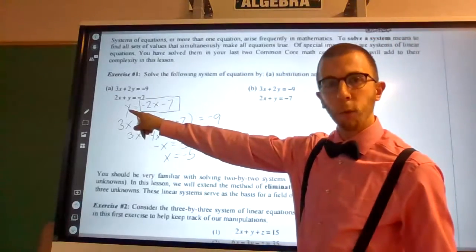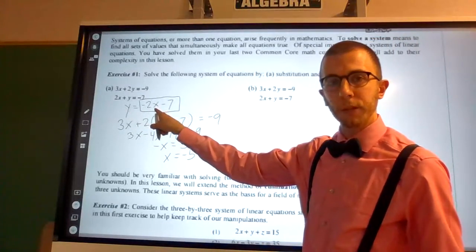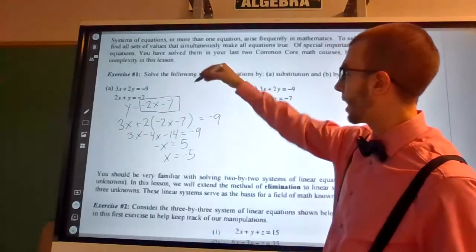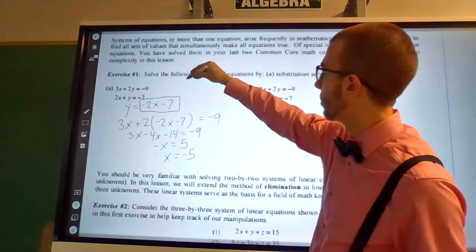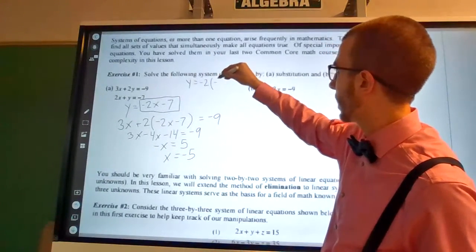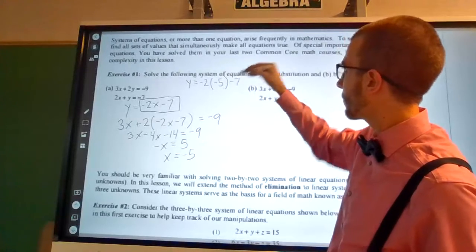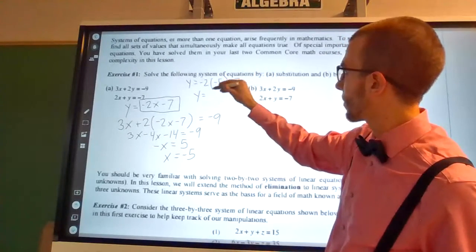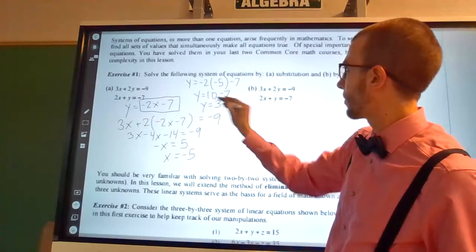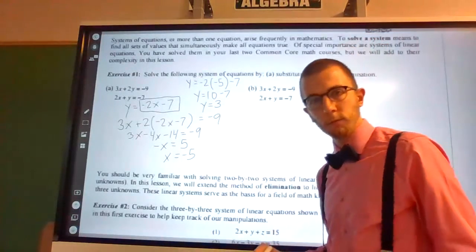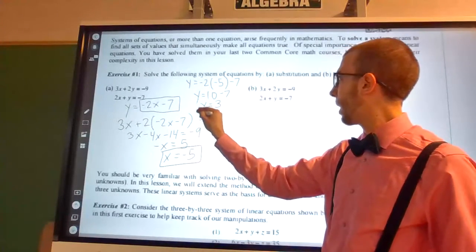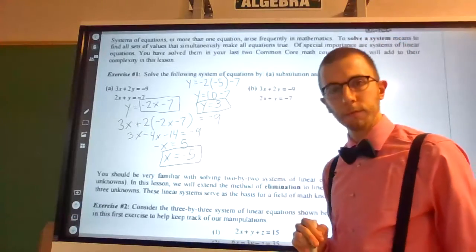Since I already have y alone here, I'm going to substitute in -5 for x, and we'll get my value of y. I'm going to do that right up here because I have a little more room. So I'm rewriting that, but again, instead of that x, I'm substituting in my -5. So I get y equals 10 minus 7, which means y equals 3. All right, so I would put my x value in a box here and my y value in a box here.